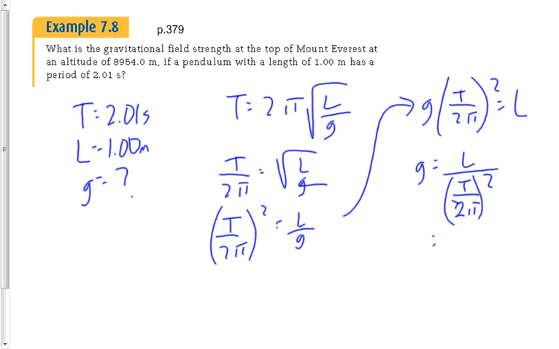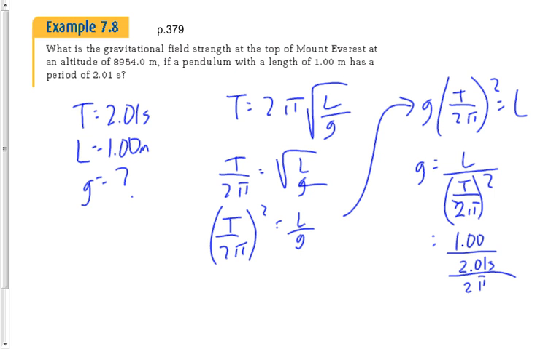Let's plug our numbers in here. L, 1.00 meters. t at 2.01 seconds. Hey, I could see a great question just like this, except they don't give you the period, they give you the number of cycles, and they give you the time. You could find the period by dividing the time by the cycles, right?